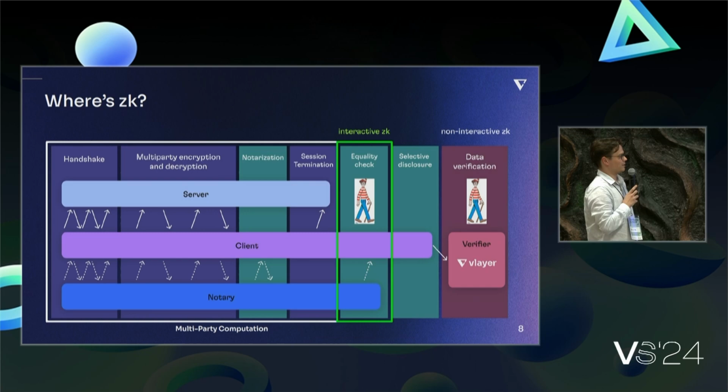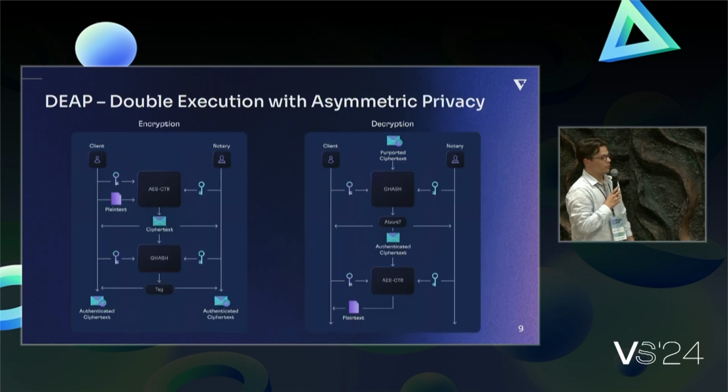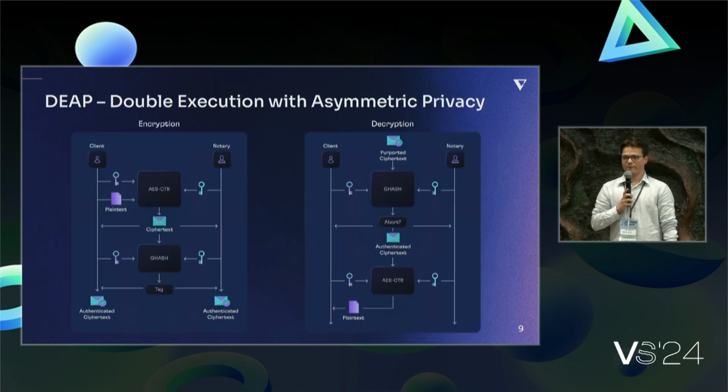And it happens that right there in the MPC phase, there's another instance of zk. Right in the heart of the protocol, we use interactive zk, a whole different zk protocol, to prove the equality check of the notarized transcript. So to see how it is done, we need to dive deeper into this MPC phase of TLS Notary.